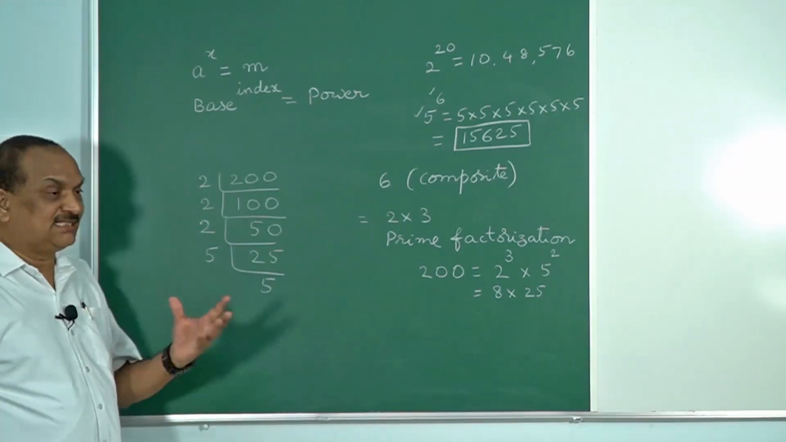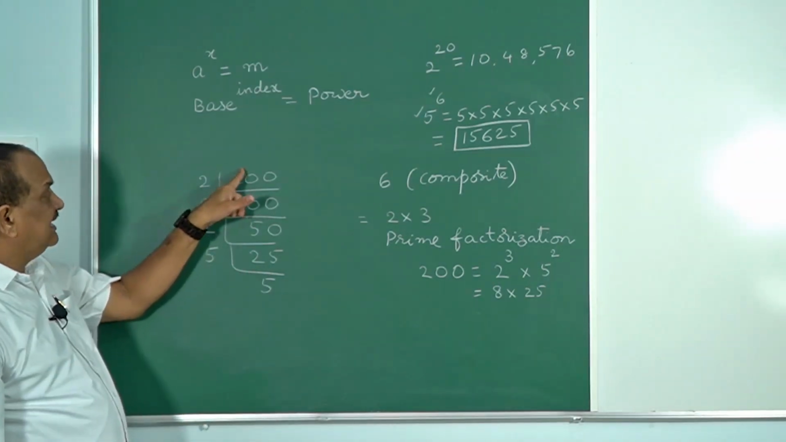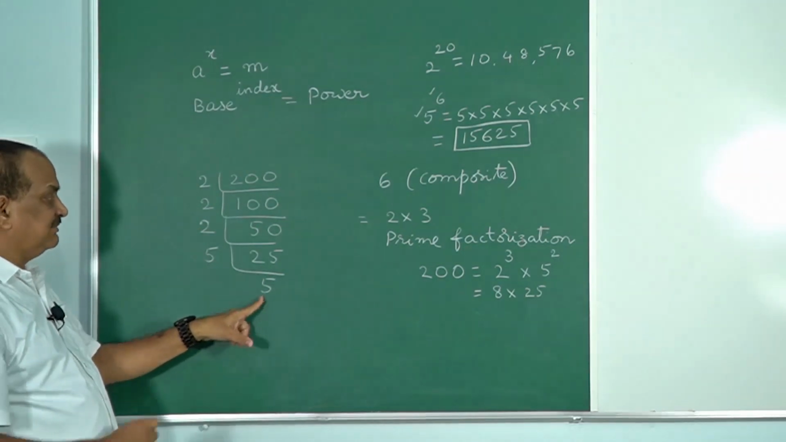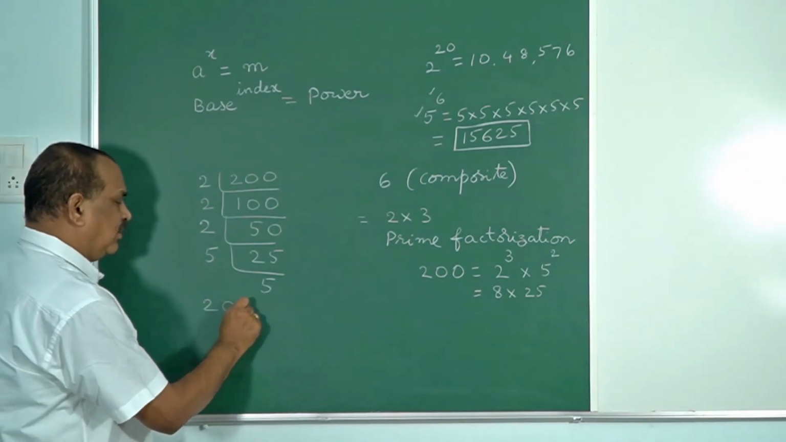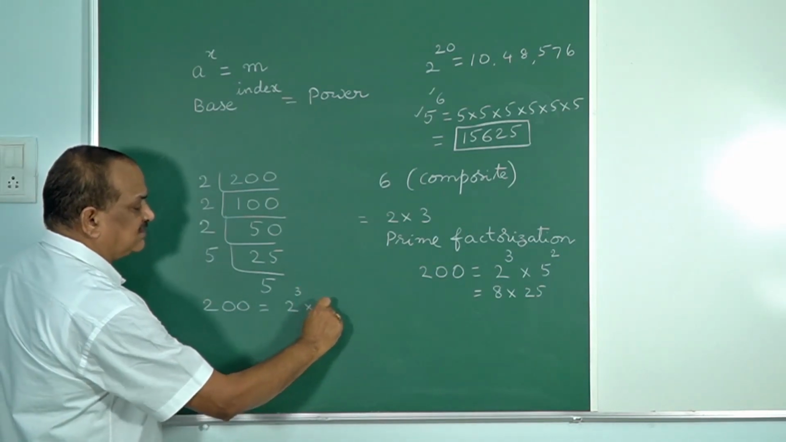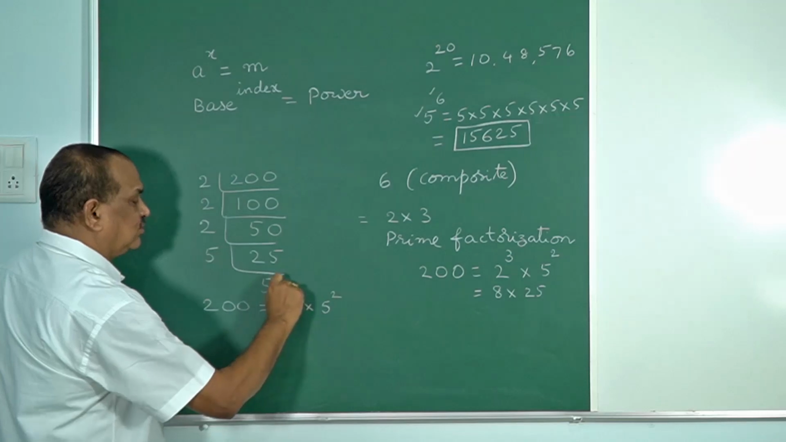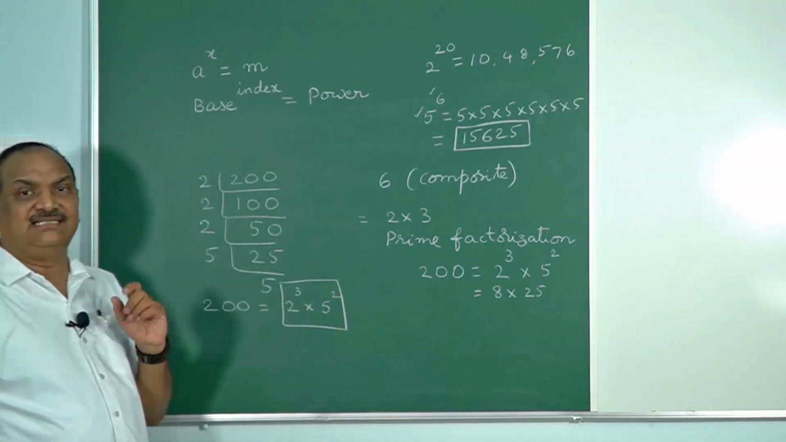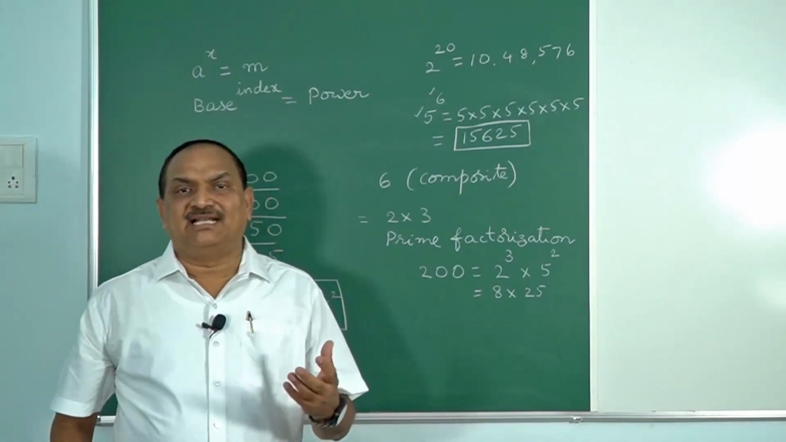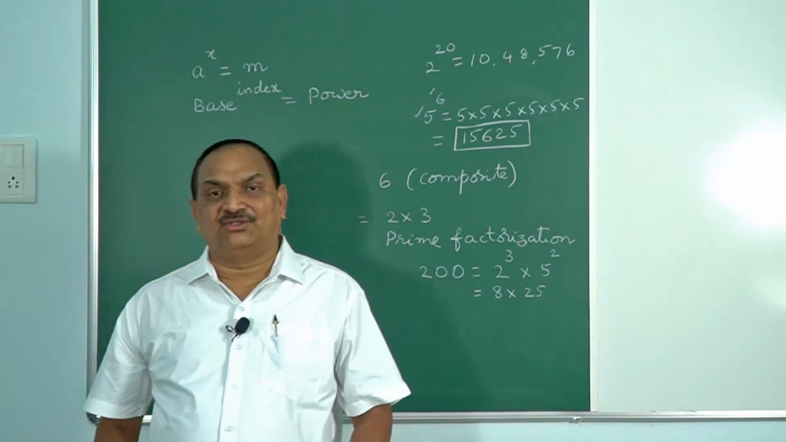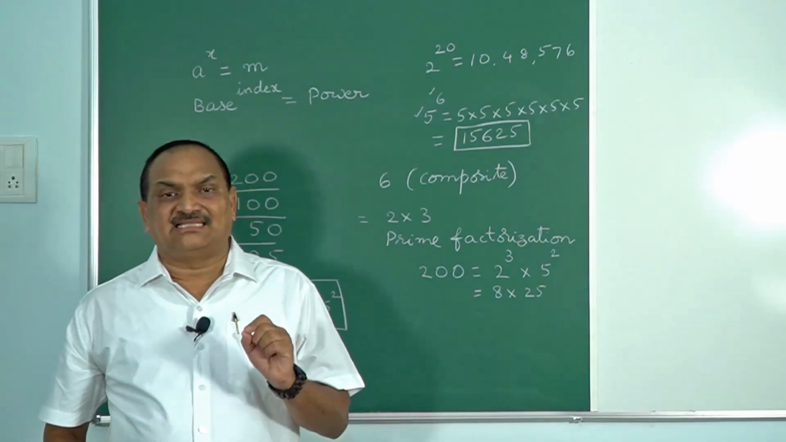How did you do this in lower classes? In this 200, 2 is there 3 times and 5 is there 2 times. So you have written that 200 is 2 cubed times 5 squared. This is how you got your prime factorization. So 200 is the number given to you, and you have written it as 2 cubed multiplied by 5 squared. That is how you have written it as a prime factorization.